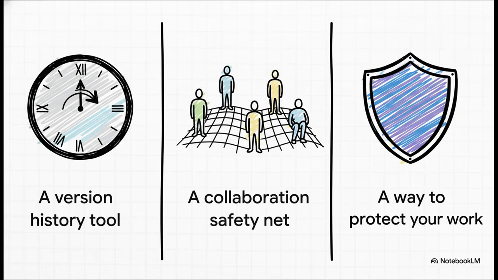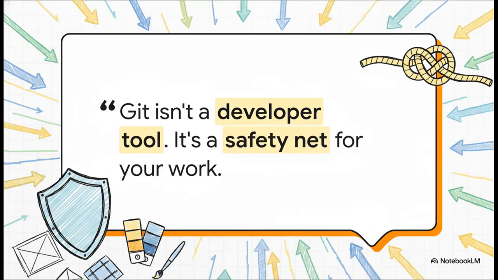So when you strip away all the technical stuff, what is Git for a designer? It really just comes down to 3 things. It's a powerful version history tool so you never lose your work. It's a collaboration safety net so your team can work together in sync. And most importantly, it's a way to protect everyone's work. So remember this, Git isn't a developer tool. It's a safety net for your work. And trust me, the first time it saves you from losing hours of edits, you'll wonder how you ever managed without it.